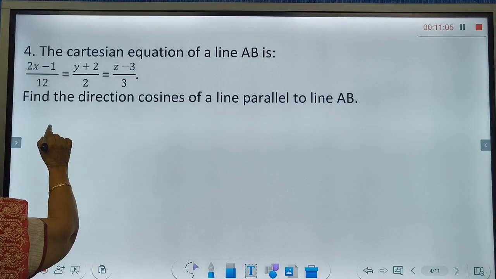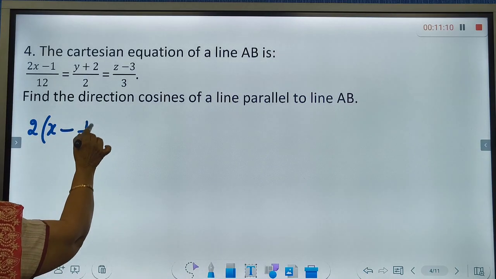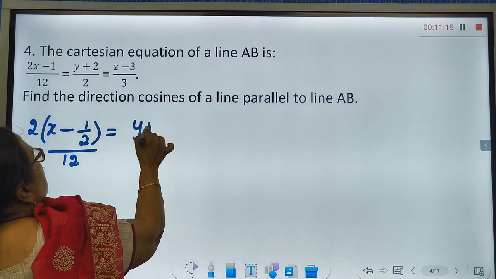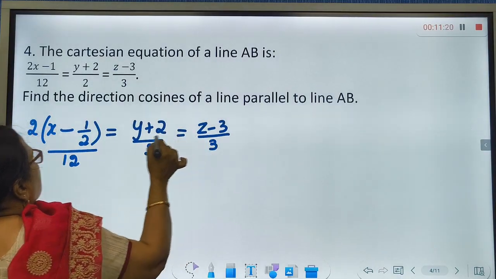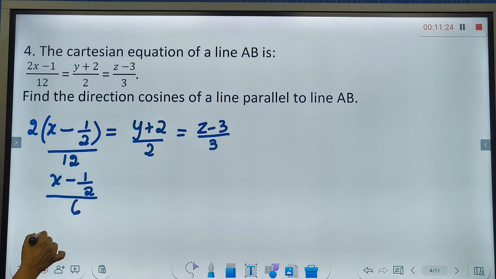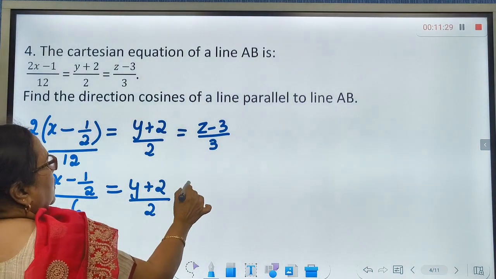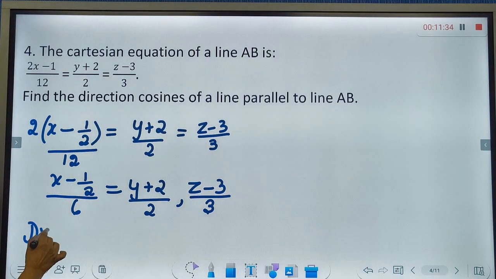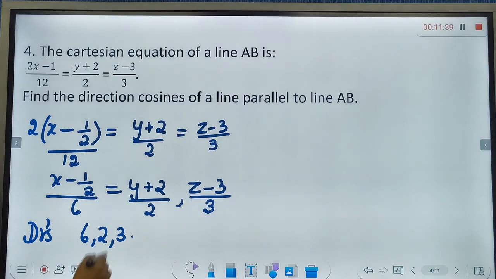So, this one I can write as x minus half by 12, with the 2 taken out, equal to y plus 2 by 2 equal to z minus 3 by 3. This is further x minus half by 6 equal to y plus 2 by 2 equal to z minus 3 by 3. So, what are the DRs of this line? DRs are 6, 2 and 3.